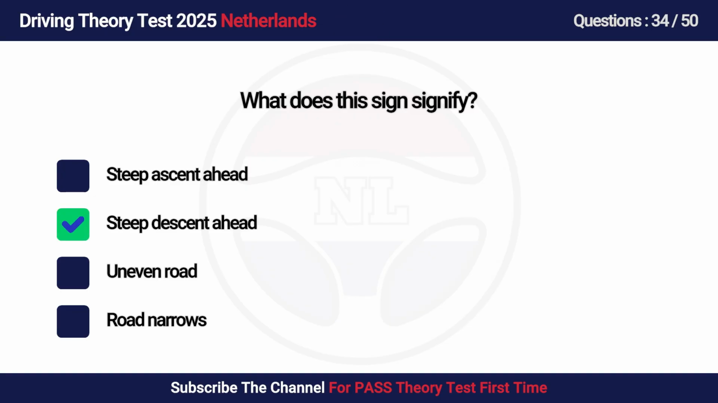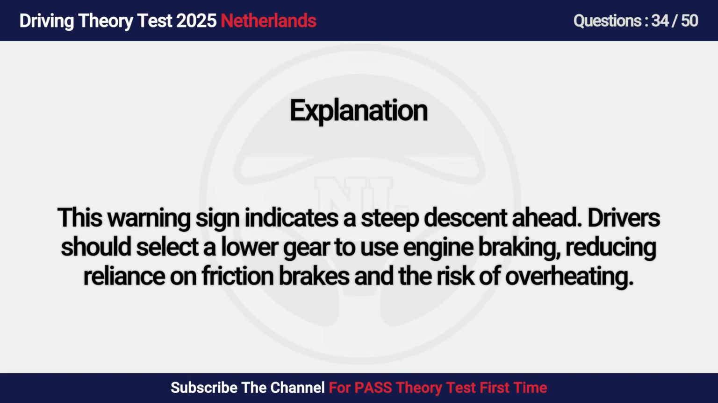Answer is B. Steep descent ahead. This warning sign indicates a steep descent ahead. Drivers should select a lower gear to use engine braking, reducing reliance on friction brakes and the risk of overheating.